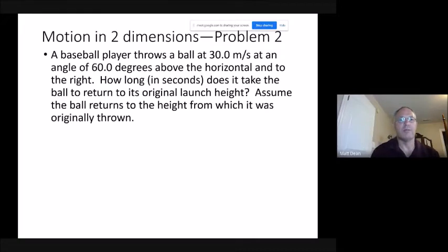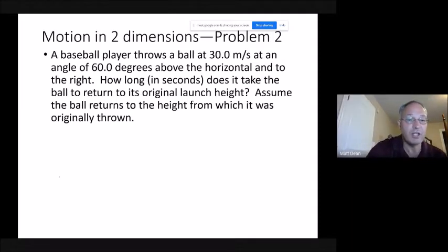All right, so here's another problem. A baseball player throws a ball at 30 meters per second at an angle of 60 degrees above the horizontal and to the right. How long in seconds does it take the ball to return to its original launch height? Assume the ball returns to the height from which it was originally thrown.